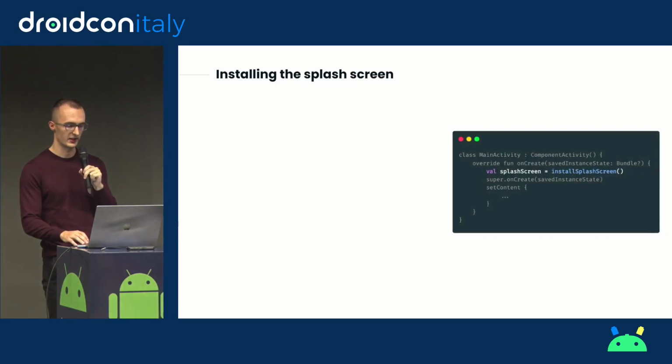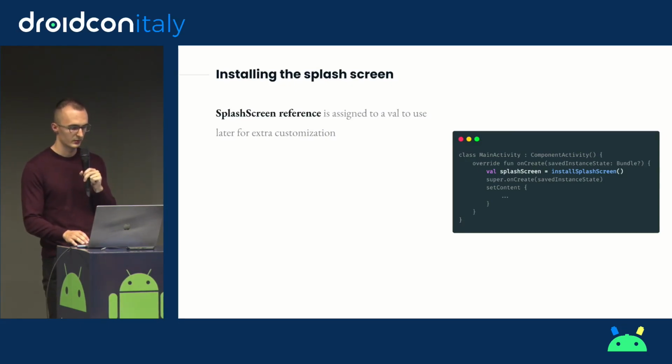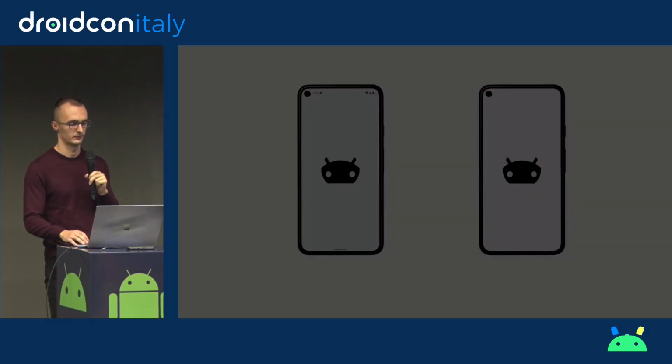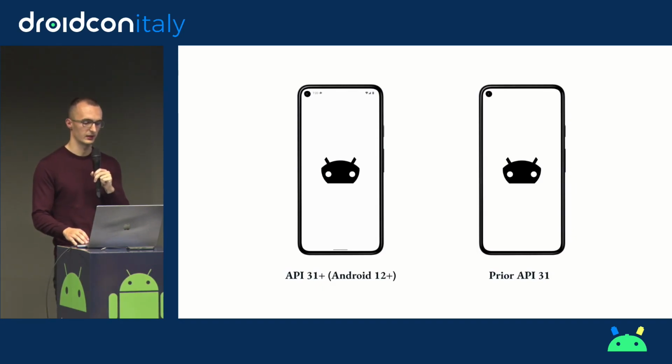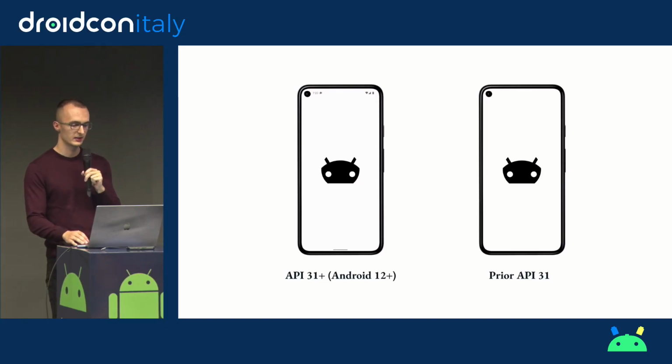So to install the splash screen, I call the install splash screen method in the onCreate. This method returns a splash screen instance, and I assign the splash screen reference to a val to use it later for extra customization. And this is it. I added my custom splash screen icon, and if I run my app on API 31 and on the older version, this is the result that I get. So the icon is displayed on all API versions.